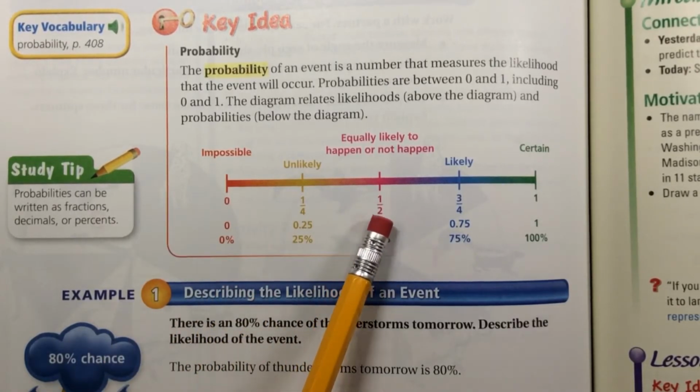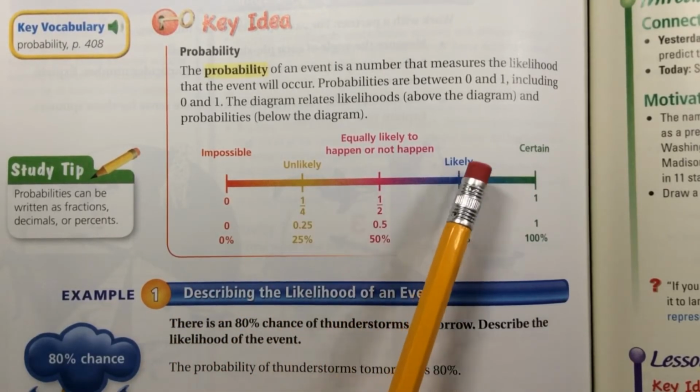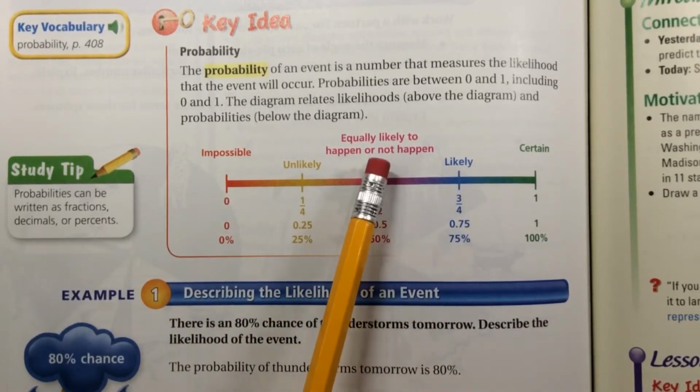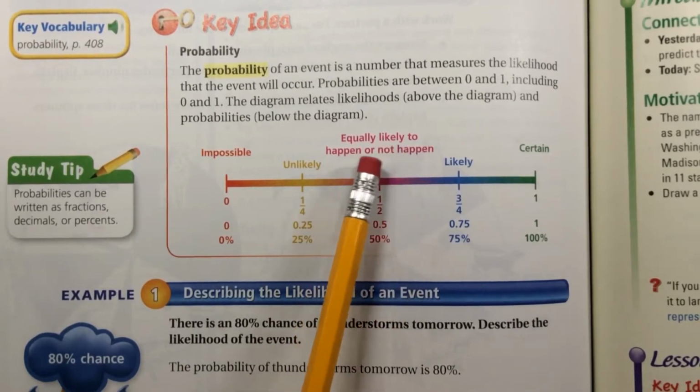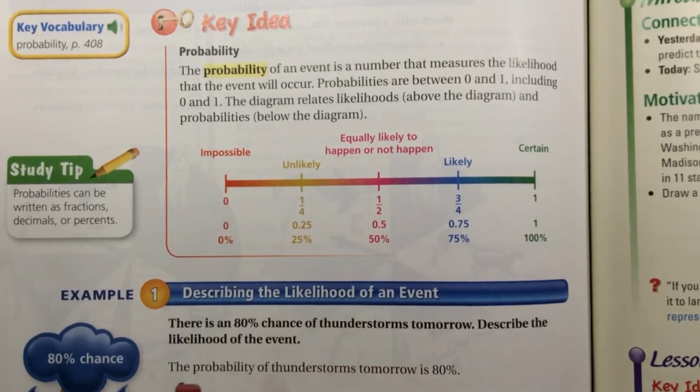So anything less than half would be unlikely, and anything more than half is likely. And if it's exactly half, we say equally likely to happen or not happen, or you probably heard somebody say it's a 50-50 chance, or just equally likely is fine.